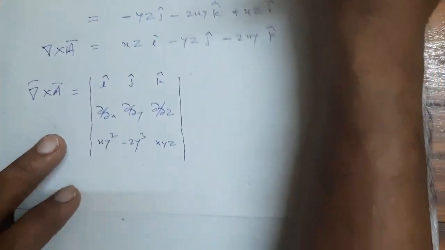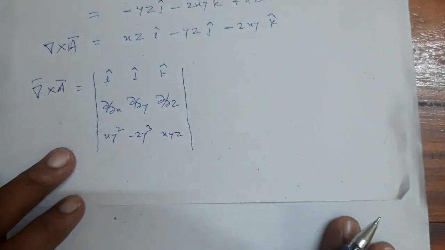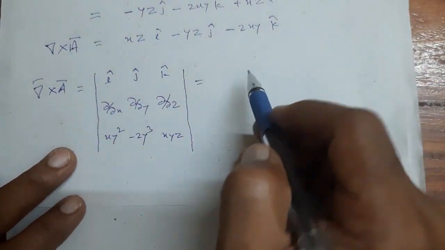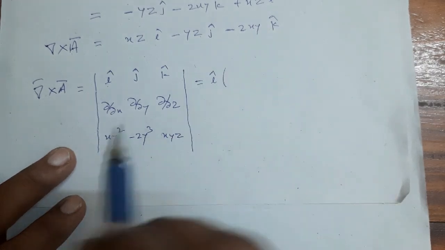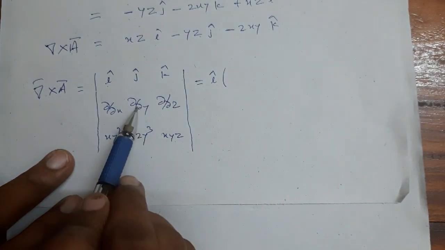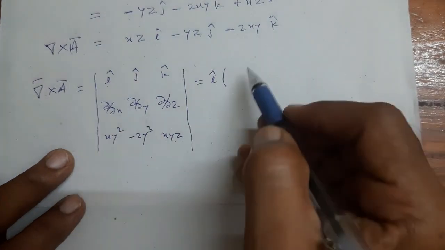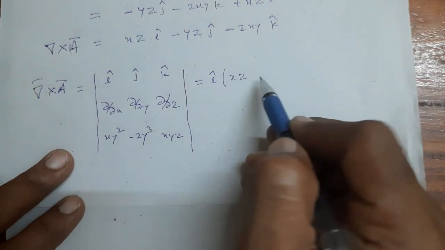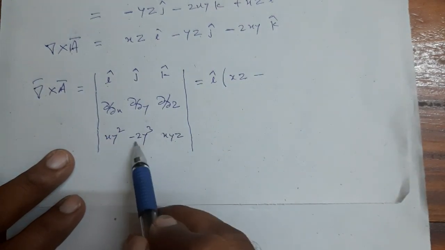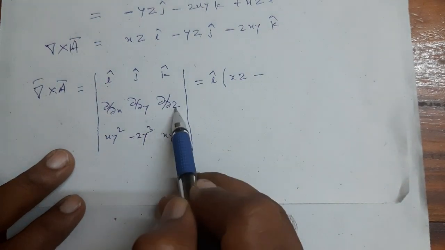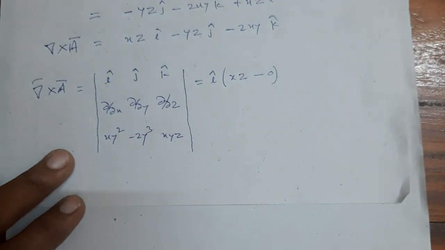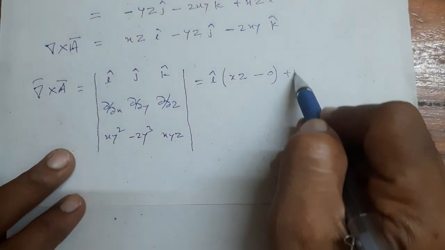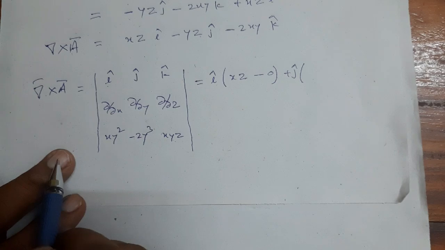Okay, once I have written this determinant, I will have to solve this. Therefore, what is the coefficient of i cap? Differentiate this with respect to y, this. Therefore, I will write it is xz minus derivative of minus 2y cube with respect to z, and it is 0, plus j cap into bracket.